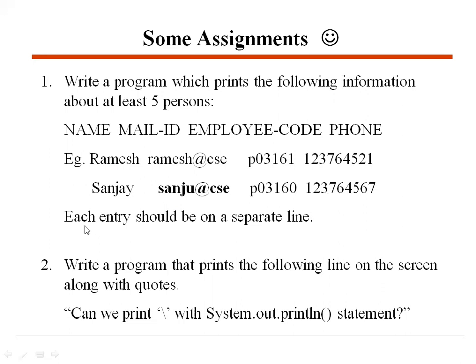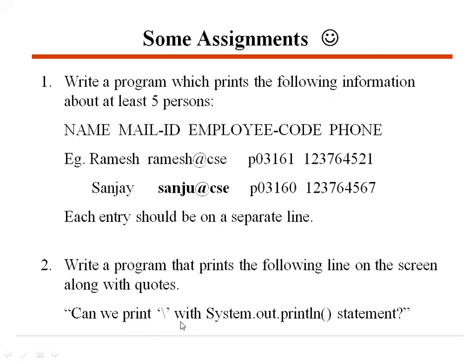Here it is given that each entry should be on a separate line like this. There should be space between each entry here: name, mail ID, employee code, all these are separated. Each employee's details should be printed on a new line. This is one assignment.